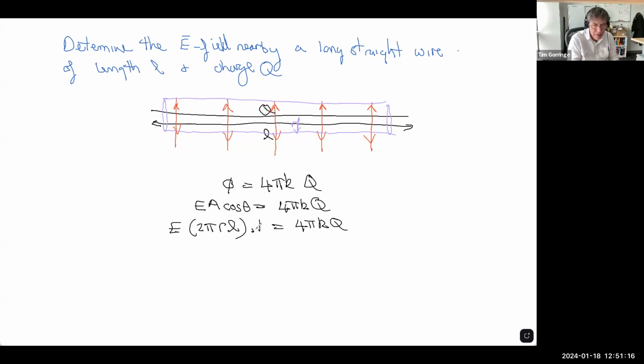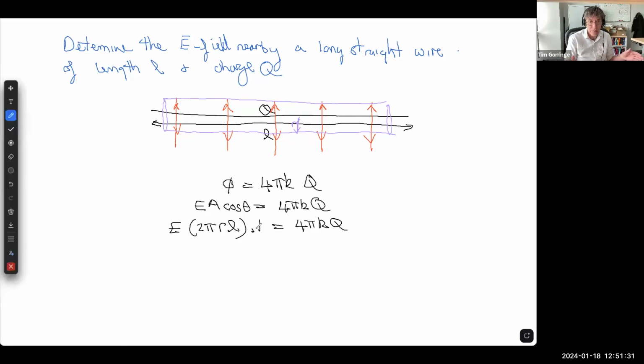Now, there's one other thing that I hid in this last step in these equations. That has to do with the end walls. There are end caps on the cylinder. We have to have a closed surface. So haven't I just missed out the field of the end walls, in particular, the flux through the end walls? Well, the answer is actually no.